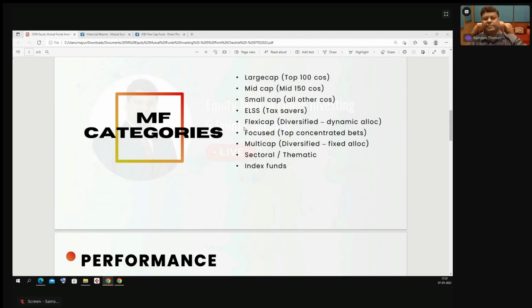And once LIC comes in, it will also be, I think, the fourth or fifth in terms of market capitalization. So large cap means it is investing in the top 100 companies. The moment you see large cap in any fund name, or you see blue chip, you understand that it is investing in the top 100.